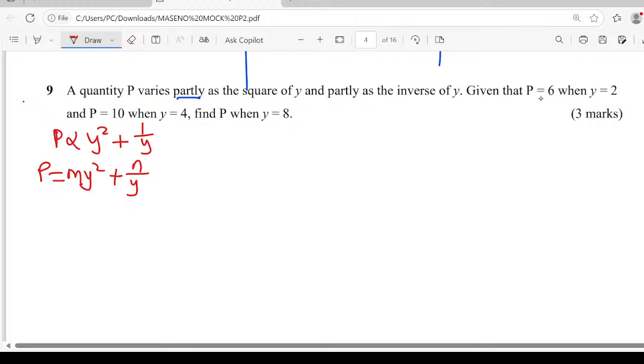So they are saying, given that P is 6 when y is 2, this will be 2 squared, which is 4m, plus, remember my y is 2, so it will be n over 2. When I remove this denominator by multiplying through each item here by 2, I'm going to get 12 equals 8m plus n. And this one here will become my first equation.